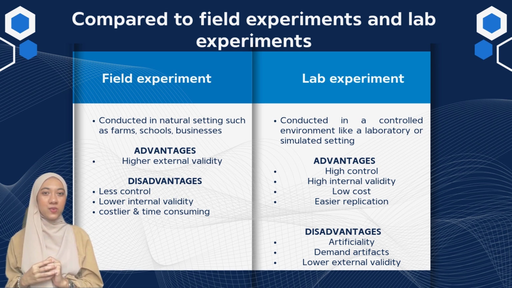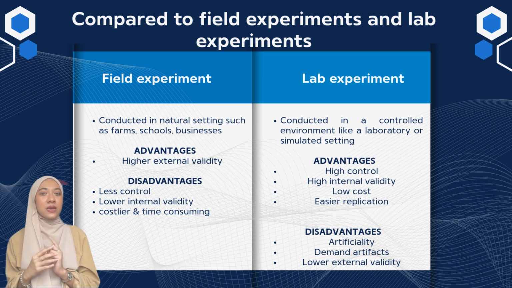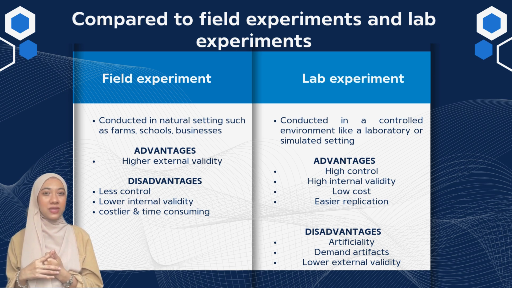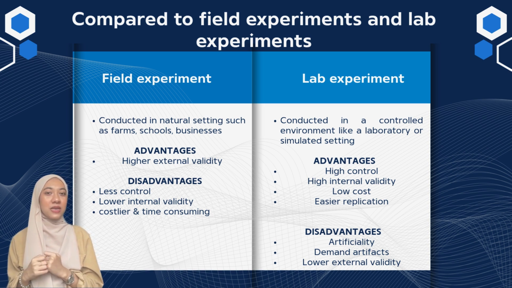Last is a comparison between field experiment and lab experiment. First is field experiment. It is conducted in natural settings such as farms, schools, and businesses. The advantage is its higher external validity. Its realistic context means more generalizable results. The disadvantages: first, less control, as it is hardest to control external influences. Second, lower internal validity, as other variables may confound the results. Lastly, it is costlier and time-consuming. Logistics can be complex.